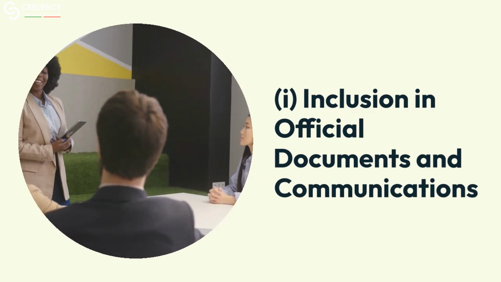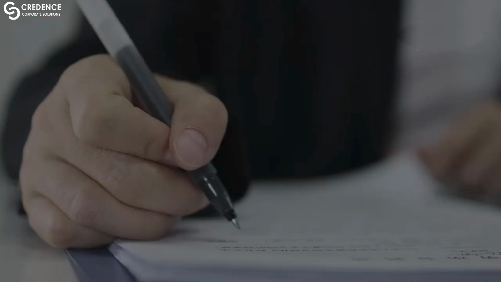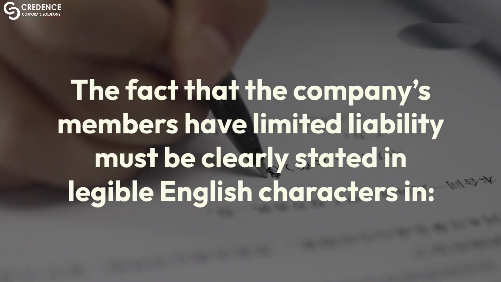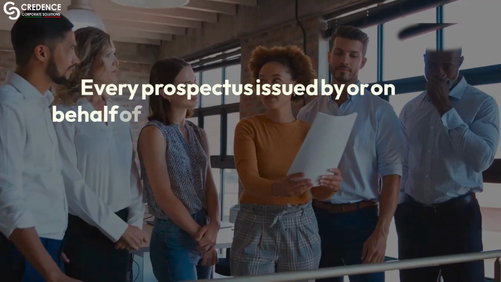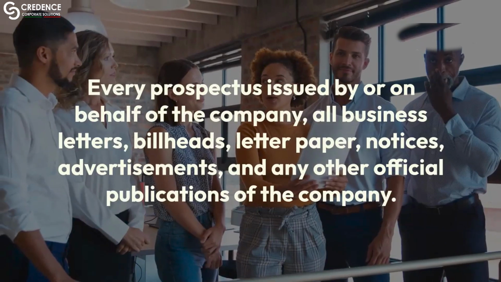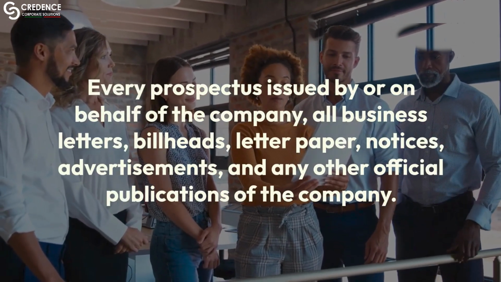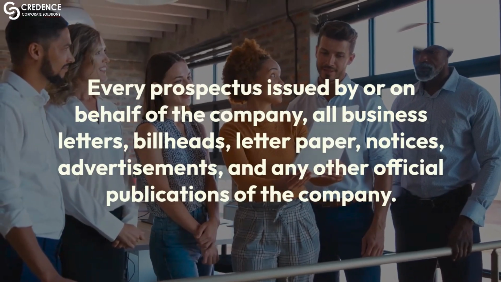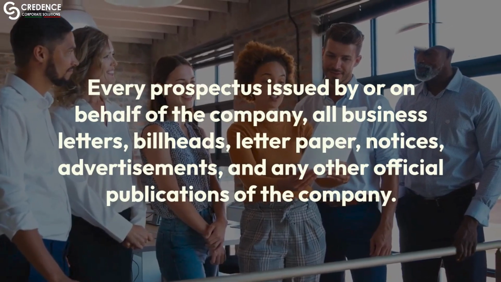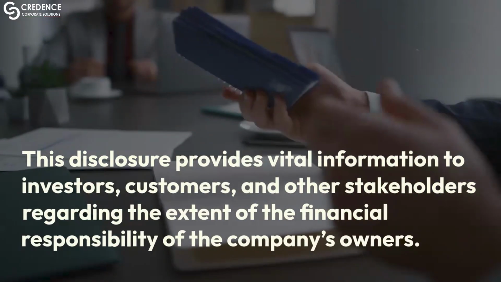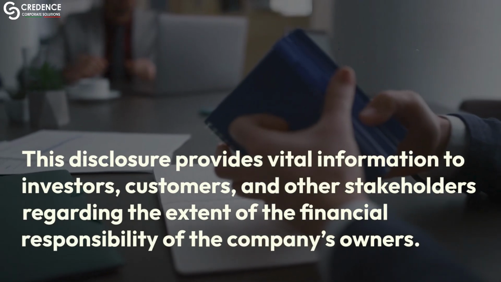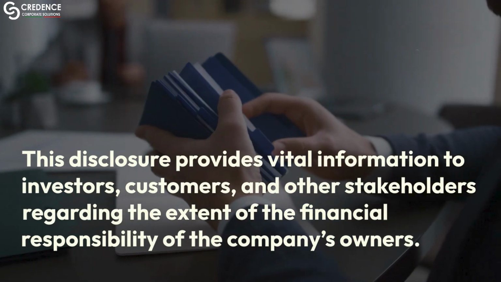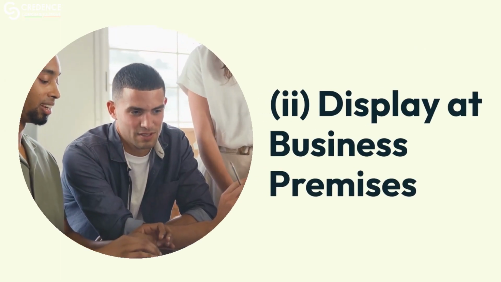1. Inclusion in official documents and communications. The fact that the company's members have limited liability must be clearly stated in legible English characters in every prospectus issued by or on behalf of the company, all business letters, billheads, letter paper, notices, advertisements, and any other official publications of the company. This disclosure provides vital information to investors, customers, and other stakeholders regarding the extent of the financial responsibility of the company's owners.